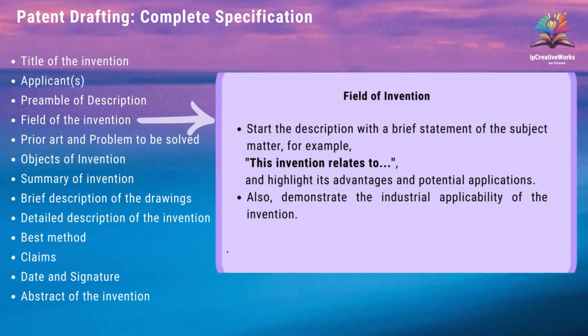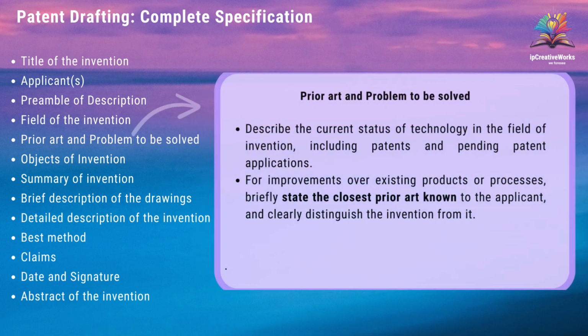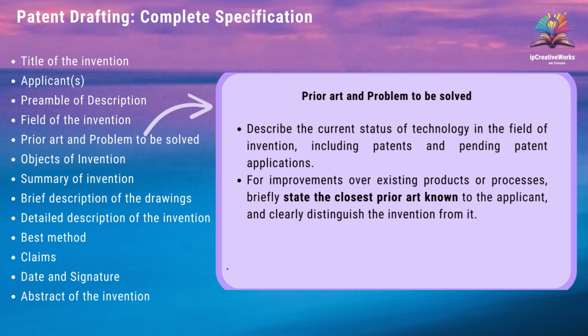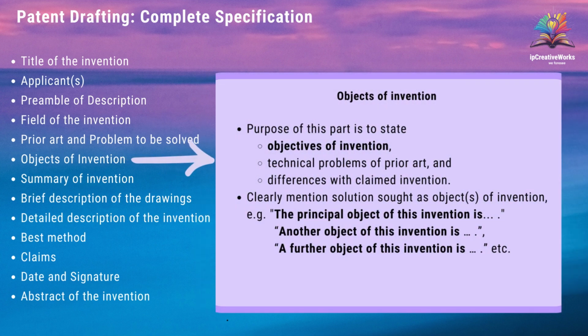Field of invention. Start the description with a brief statement of the subject matter. For example, this invention relates to, and highlights its advantages and potential applications. Also, demonstrate the industrial applicability of the invention. Prior art and problem to be solved. Describe the current status of technology in the field of invention, including patents and pending patent applications. For improvements over existing products or processes, briefly state the closest prior art known to the applicant, and clearly distinguish the invention from it.